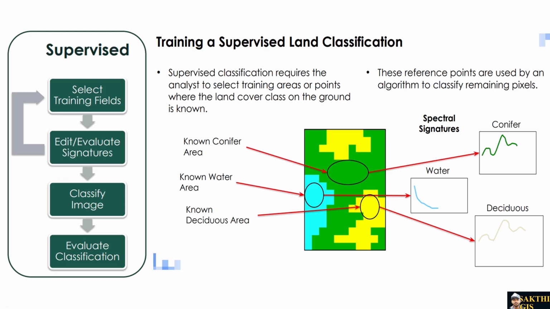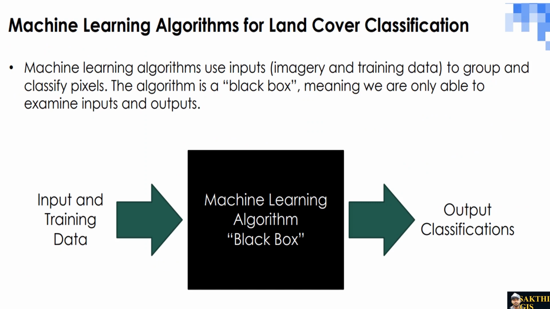If you gave training for three classes, urban, water and agriculture, it will classify the image into three classes. If you give five classes, it will classify the image into five classes. Then finally we will evaluate our classification results, to see how much accuracy we got. In this video we are going to apply machine learning algorithms.